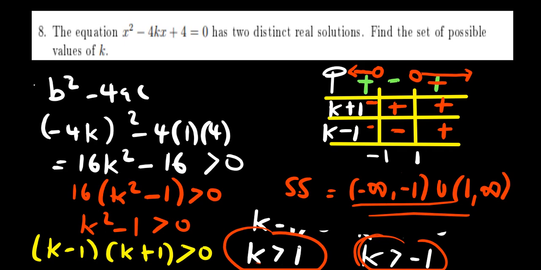Okay, let's go to question number 9. Find the range of values of k for which 3x squared minus 12x plus k is greater than 0 for all values of x. Find the range of all values of k. So we're finding the range. The range is the y values, right?